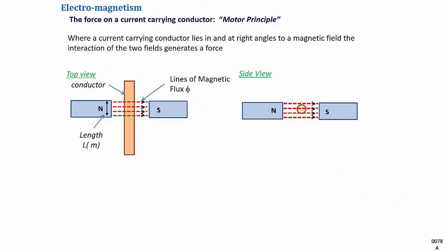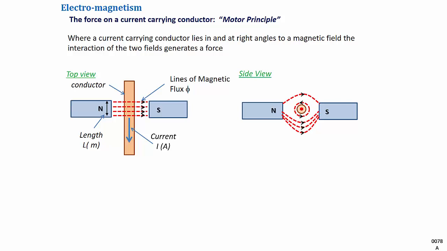When a current-carrying conductor is placed in a magnetic field, it will experience a force. This is the basic principle of an electric motor. The two diagrams show different views of a current-carrying conductor lying in and at right angles to a magnetic field. The top view is looking down on the conductor, and the side view is looking into the conductor core. Both pictures indicate the direction of current flow.